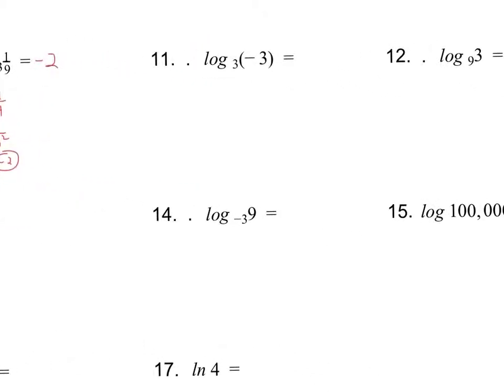Problem 11. I write 3 to what power gives me negative 3, and right away I go, oh, something's wrong here. I can't raise 3 to any power to get a negative 3. In fact, inside a logarithm, you can never take a negative value. So this one is undefined, or not possible.